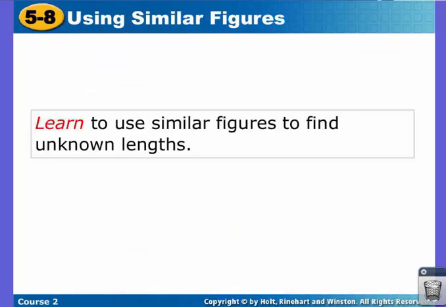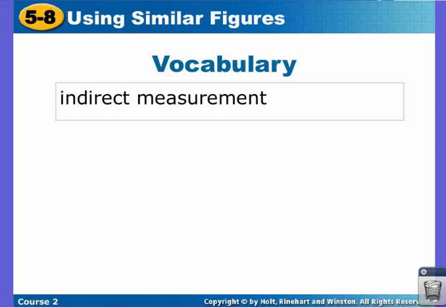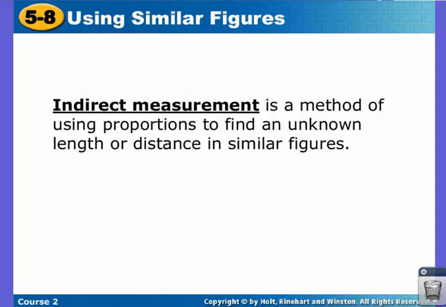So today we're going to learn to use similar figures to find unknown lengths. We know our figures are going to be similar, so they will meet those 4 conditions. Now we're also going to use a technique called indirect measurement in order to find some of our answers. Indirect measurement is a method of using proportions to find an unknown length or distance in similar figures.